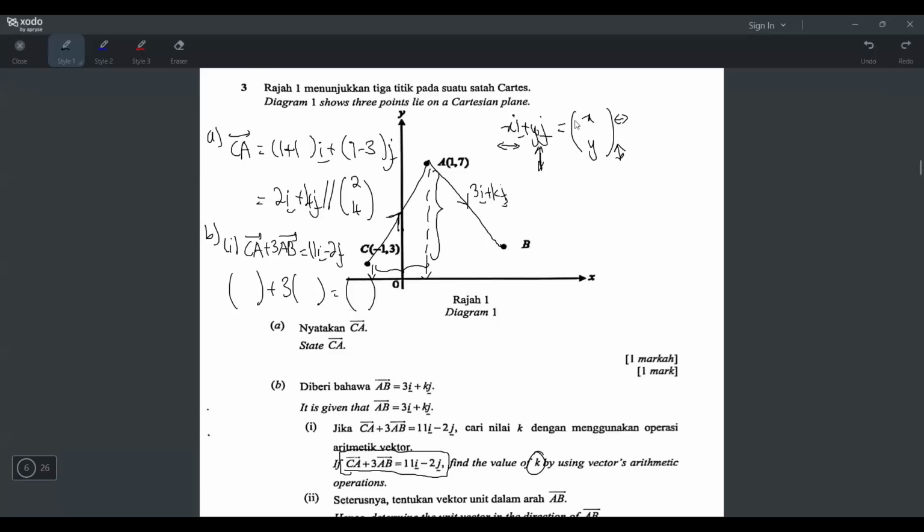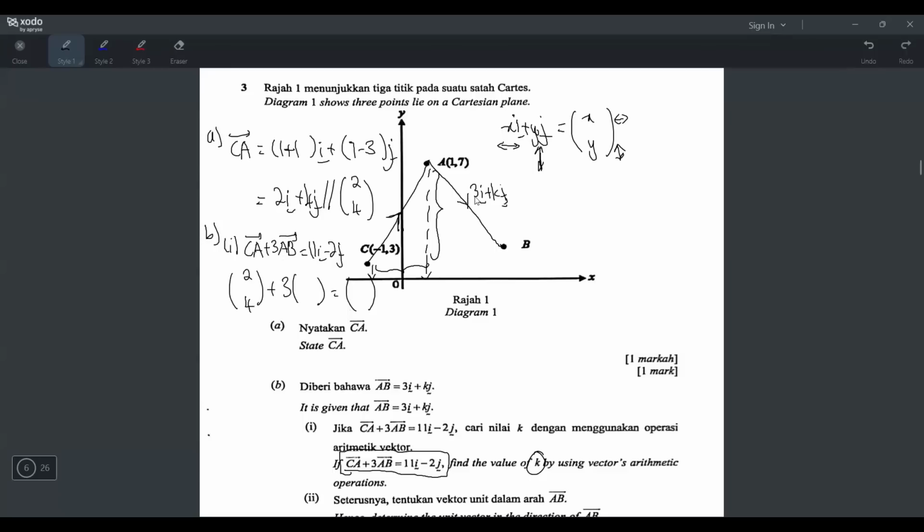Okay. You can only change to bracket form when it's i, j. If it's like MN or PQ or AB, don't change to bracket form. Don't do that. The bracket form is only for the i, j vector. Only the coordinate vector can be written like this. Okay, so for CA is 2i plus 4j, which is 2, 4. So I write like this.